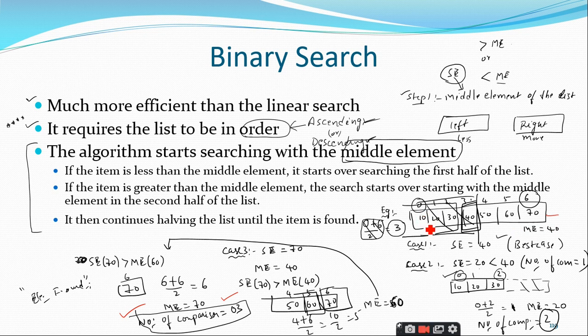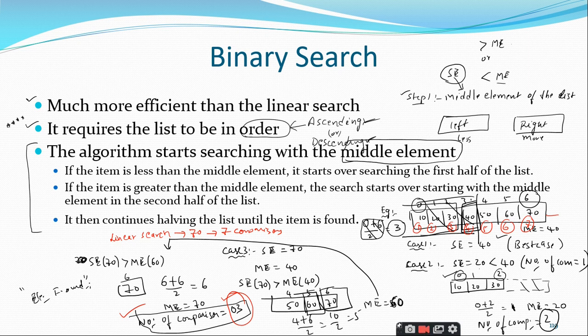So the total number of comparisons: here I have performed the first comparison, second, third, fourth, fifth, sixth and seventh. So in the linear search case, finding the element 70 has taken 7 comparisons, whereas the same search using binary search you have completed with just 3 comparisons. So you can observe the efficiency of the binary search.